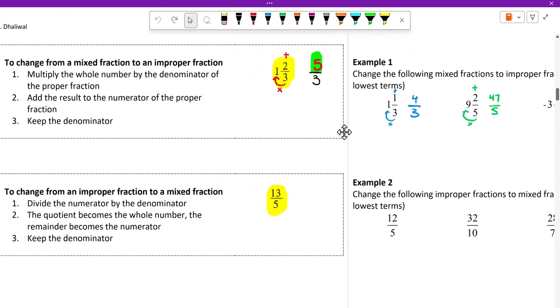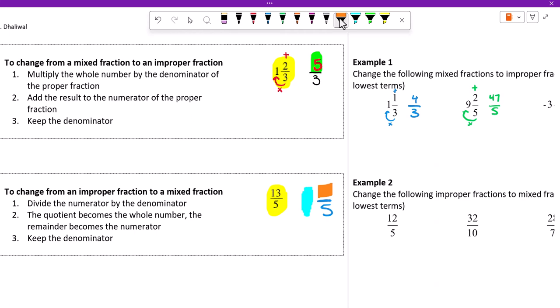Now, last little bit. Okay, occasionally you want to go the other way around. If I give you an improper fraction like this one, we want to make it a mixed fraction, right? The denominator doesn't change, but we need to figure out what is the whole number and what is the numerator. How do we do it? First step is to figure out what the whole number is. So if you have 13 over 5, what's that whole number?